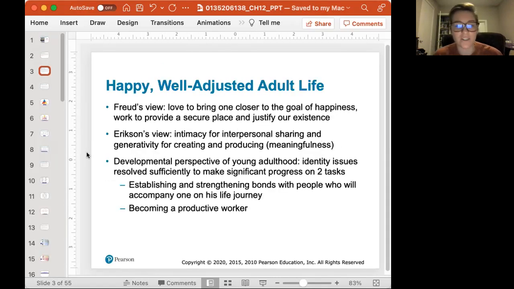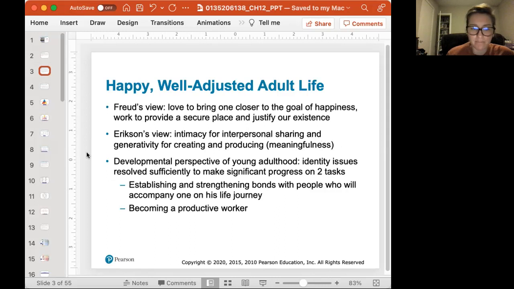So, the happy, well-adjusted adult life. In Freud's view, love is to bring one closer to the goal of happiness, and work is to provide a secure place and justify our existence. In Erikson's view, intimacy is for interpersonal sharing and generativity for creating and producing meaningfulness, right? So you can see Erikson's stages of change.